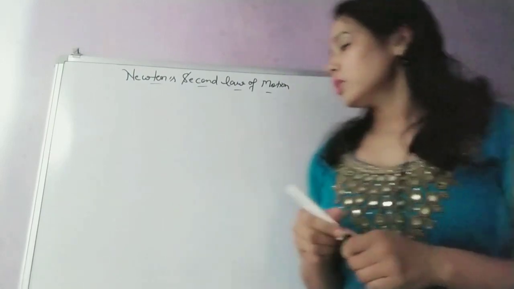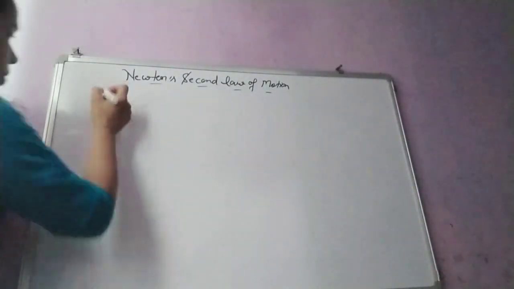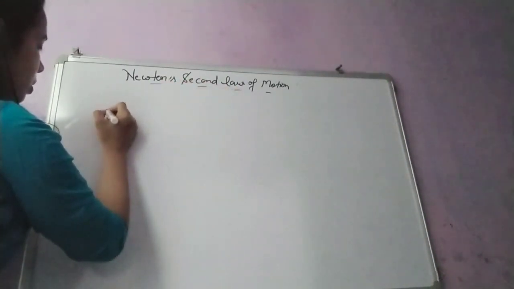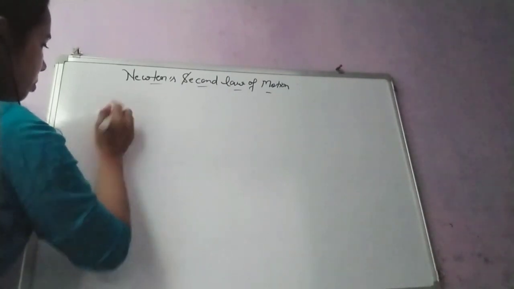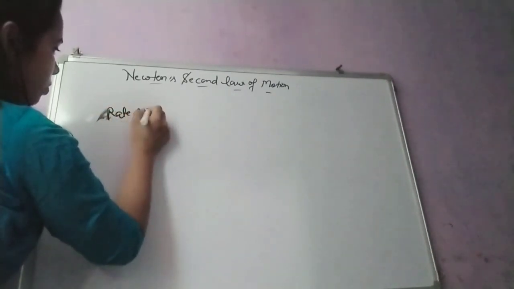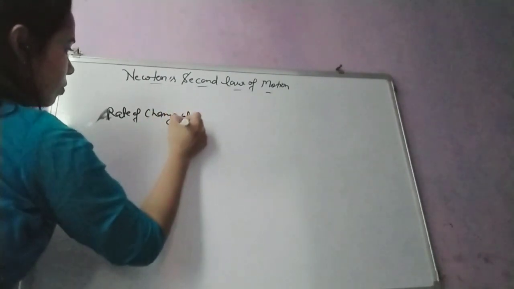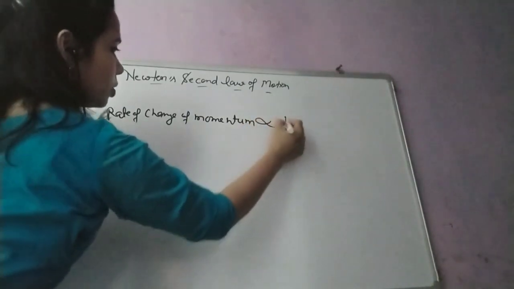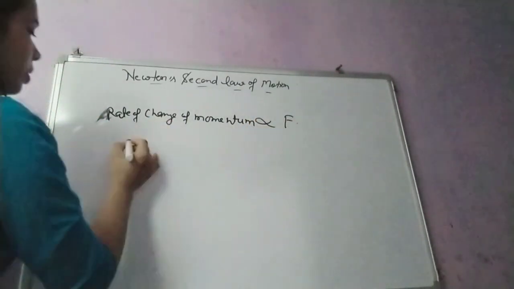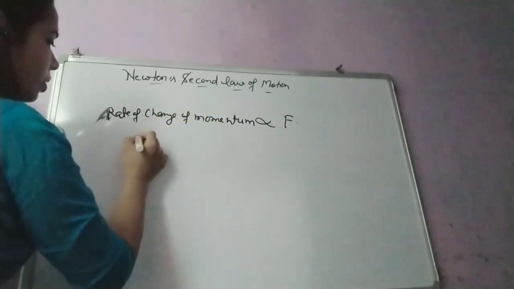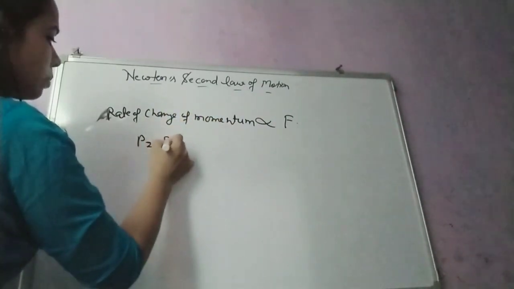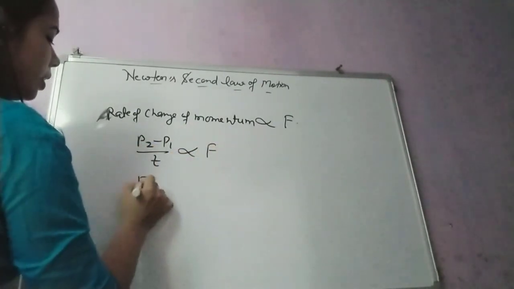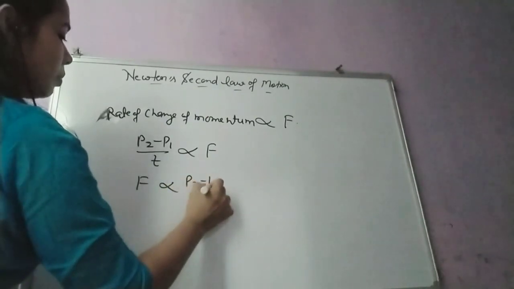So I am explaining it. According to Newton's second law of motion, the rate of change of momentum is directly proportional to the external force applied. So after this we found P2 minus P1 in the last video, divided by T, that is proportional to F. So we can write F proportional to (P2 minus P1) upon T.